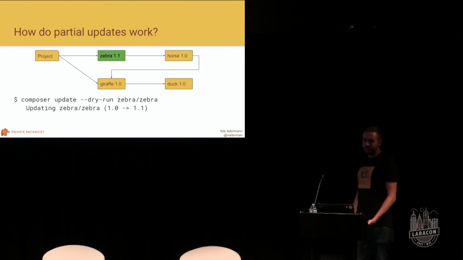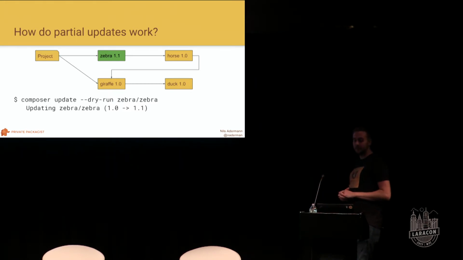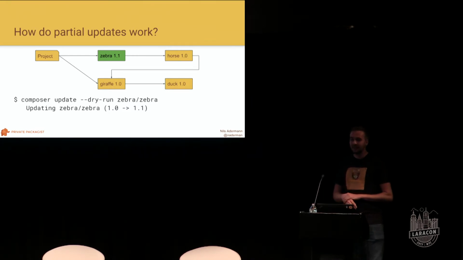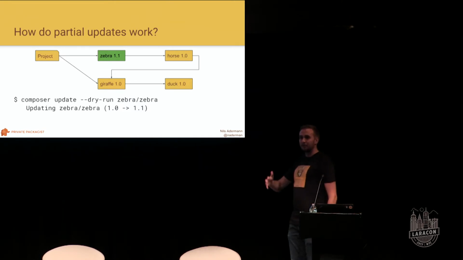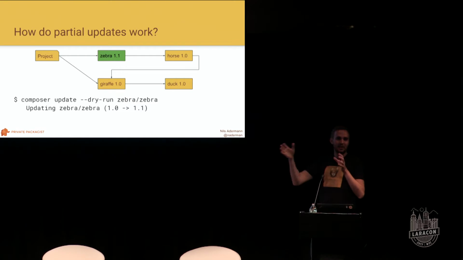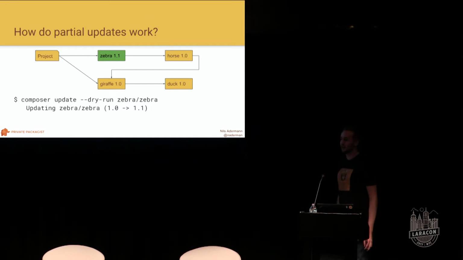So as a first step, I'm going to run just the update on Zebra, which will tell me it will upgrade Zebra from 1.0 to 1.1. Really straightforward. Problem with that is, now I would have to actually go through every dependency of every dependency to eventually update each one by themselves, which is in a bigger project, way too much work to actually go through.